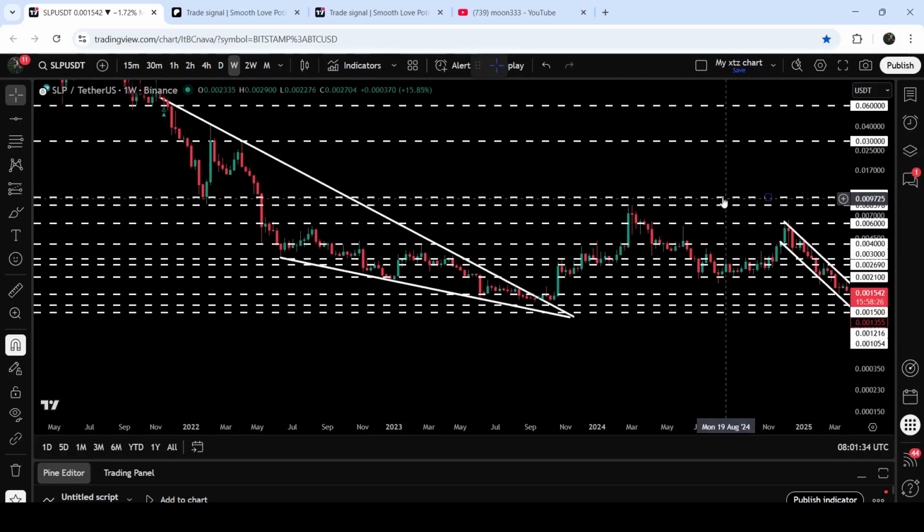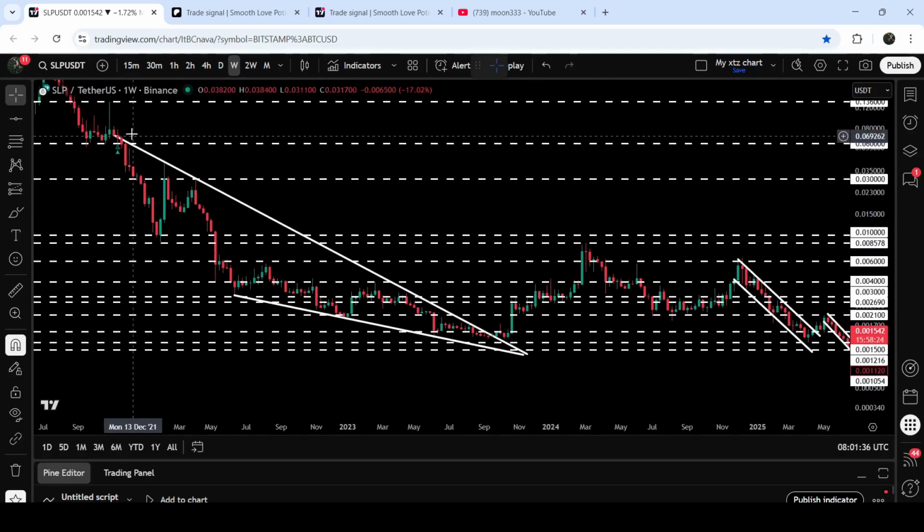And the bigger target for this breakout from this huge falling wedge pattern will be here at the top of the wedge. That is approximately at 7 cents. So this was the update so far.